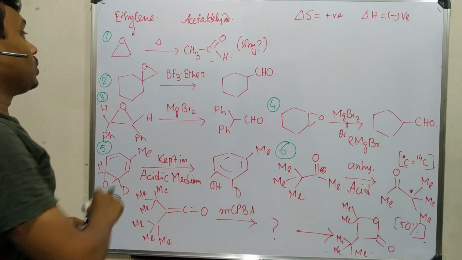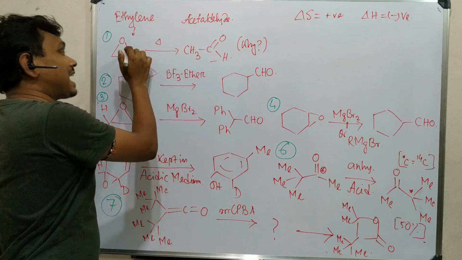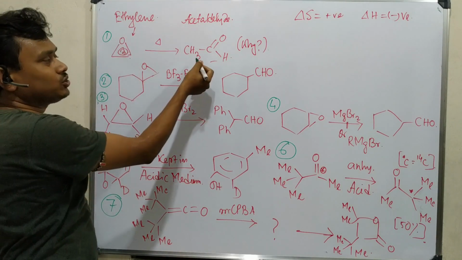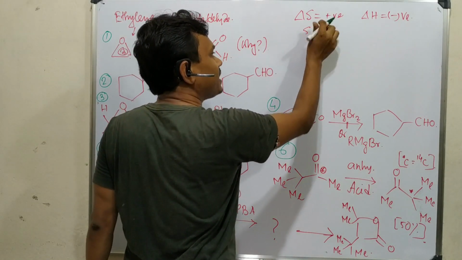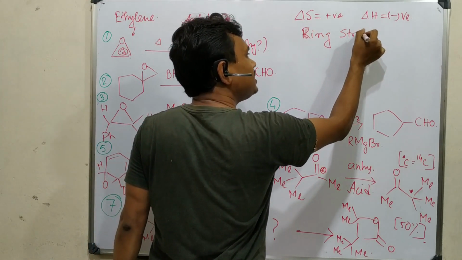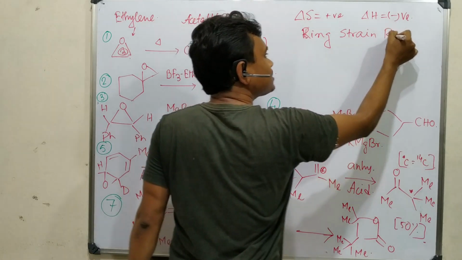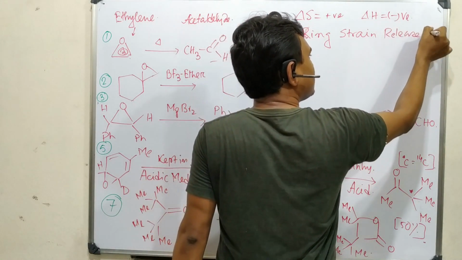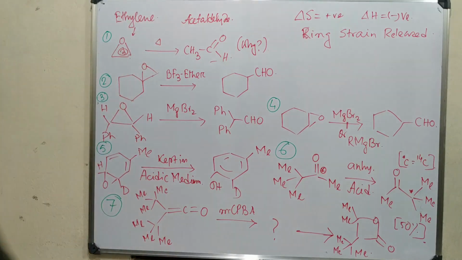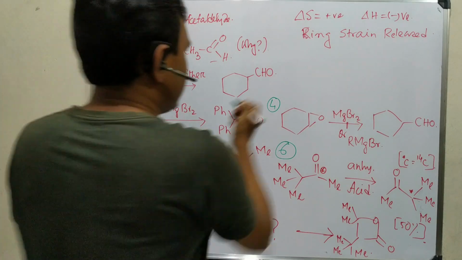This cyclic compound, this 3-member ring, is converted into open chain, so ring strain is released. Ring strain released. So these are the factors happening in this.